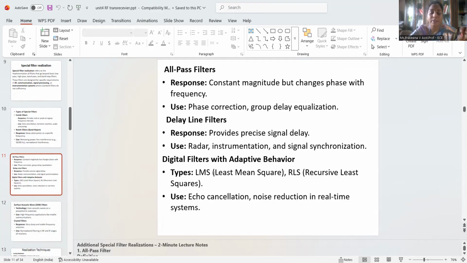And the next one is the adaptive digital filter. Adaptive filters automatically adjust the filter coefficients according to changes in the input signal or environment. There are different types of adaptive digital filters. We have already learned them in signals and systems and DSP, right? The least mean square filter, that is the LMS filter, and the RLS filter. RLS is the recursive least squares filter.